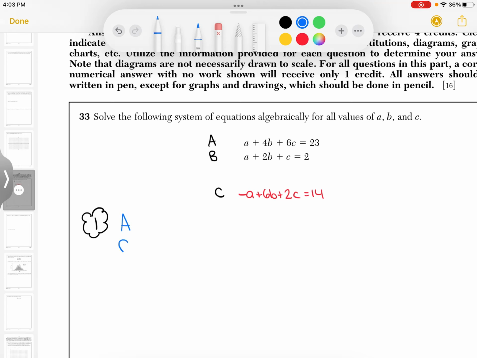So I'm going to start by picking equations A and C. The reason I want to pick A and C is because when I put A and C together, there's a positive A here and a negative A here, and I know that when I use my elimination method and add those two equations together, it'll eliminate my A, which is exactly what I wanted to happen. So this equation, I'm just going to rewrite it to show all of my work nice and organized, and then negative A plus 6b plus 2c equals 14.